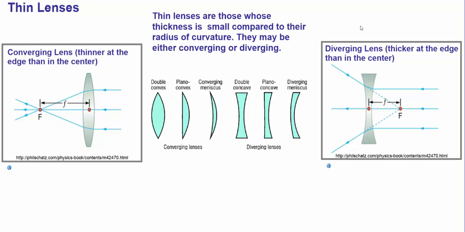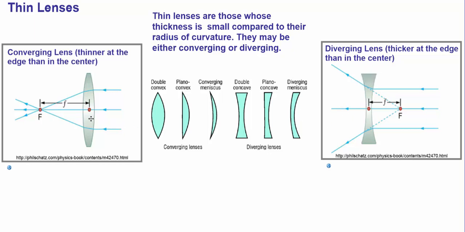Your diverging lens is a lens that when light passes through it will actually diverge away from the principal axis, and again behaves a lot like your diverging mirrors, which are your convex mirrors. However, again, not as easy to identify. It is always going to be thicker at your edges than it is at your center.